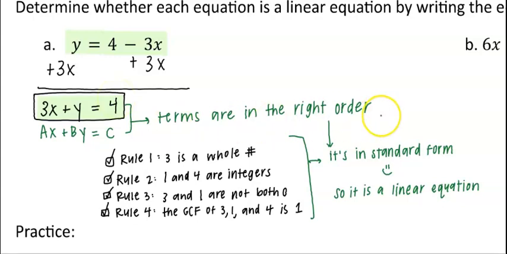Now that the terms are in the right order, let's make sure it follows all the rules. Rule number 1, a is a whole number? Yes. Rule number 2, b and c are integers? Yes. Rule number 3, a and b are not both 0. We're good. And finally, rule number 4, the GCF of a, b, and c is 1. Since it follows all 4 rules and the terms are in the right order, now it's in standard form, so we know for sure it's definitely a linear equation.